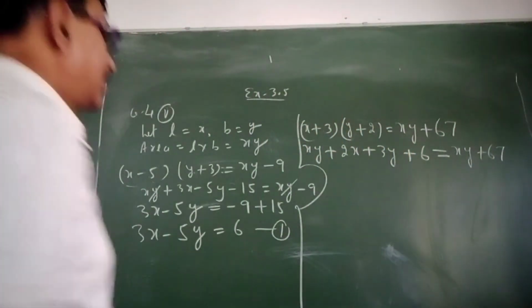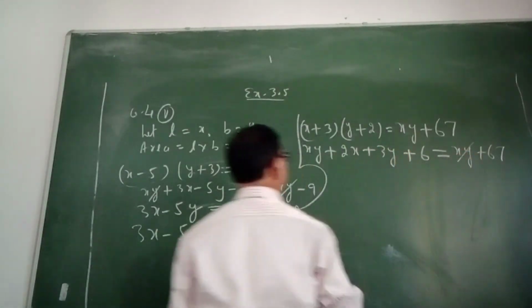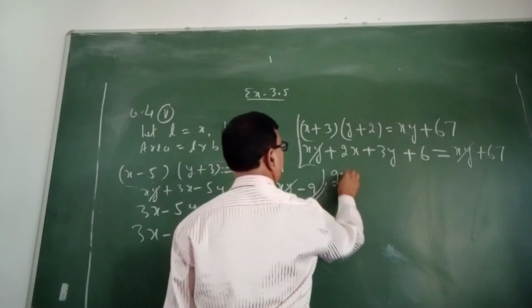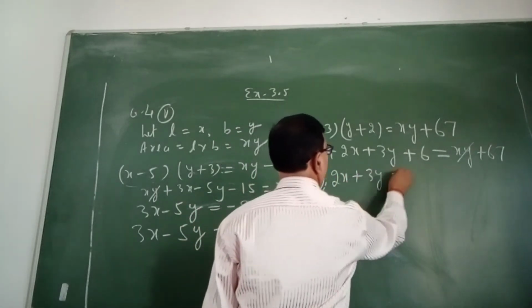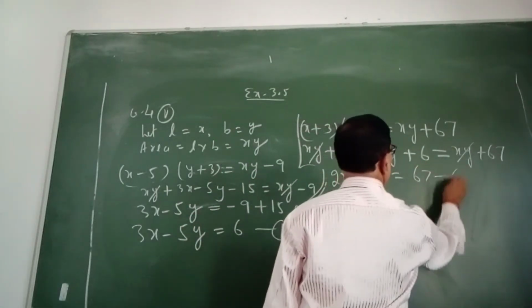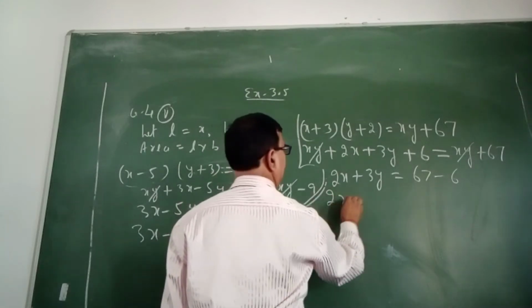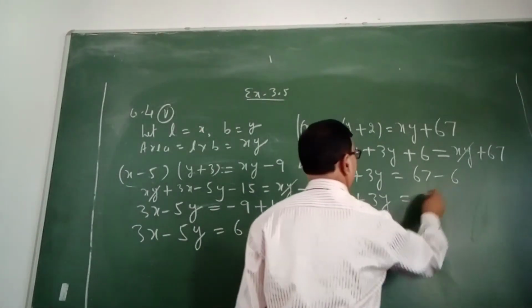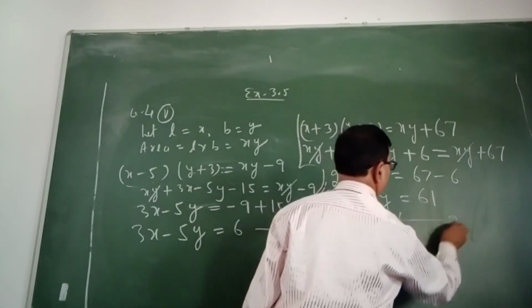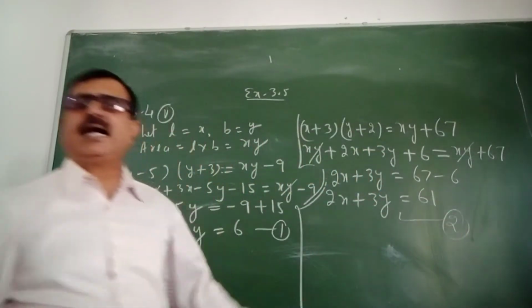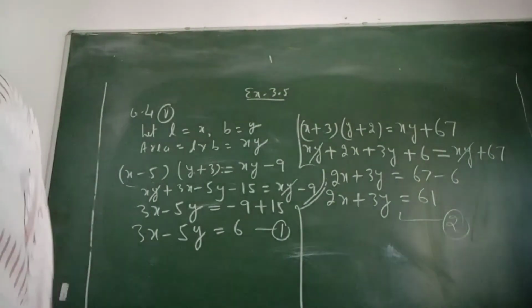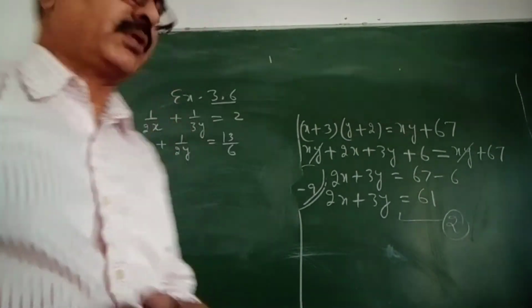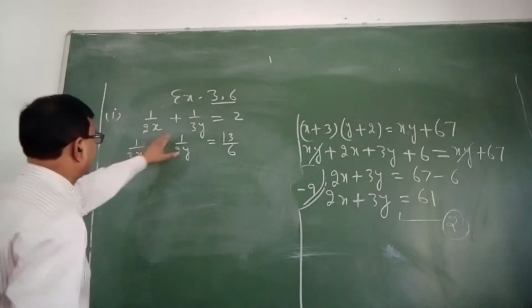Right? Now xy cancels xy. So 2x plus 3y is equal to 67 minus 6. 2x plus 3y is 67 minus 6, which is 61. Equation number 2. So these are the two equations. You have to solve them and find the value of x and y.